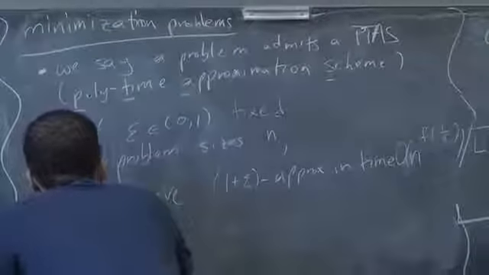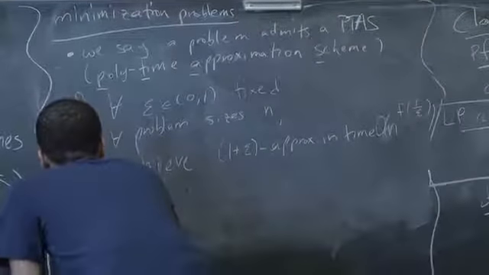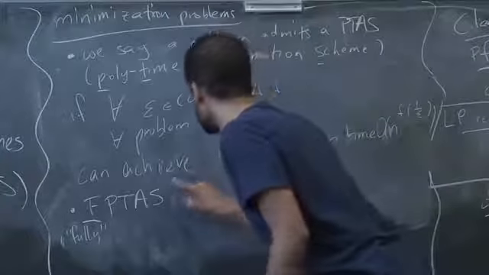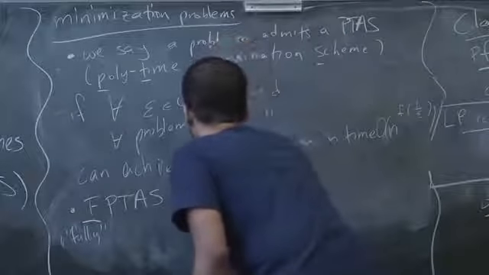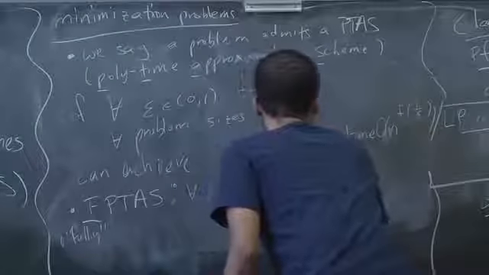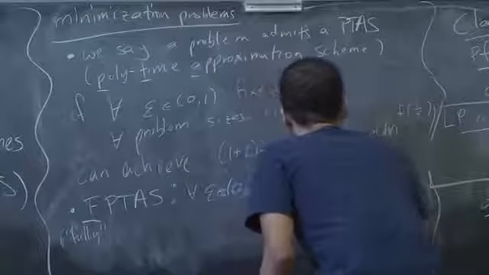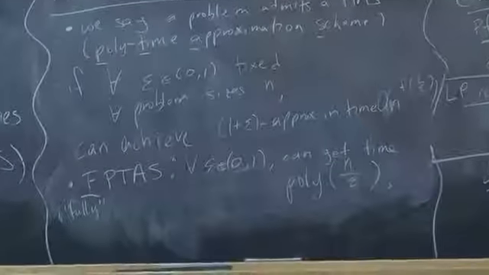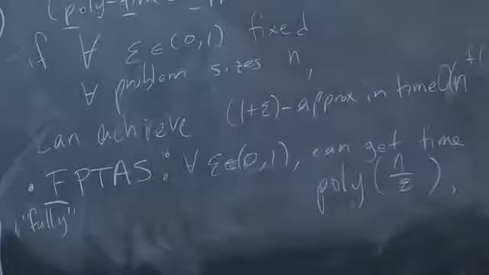Meanwhile, in FPTAS, F stands for fully. So a fully polynomial time approximation scheme is one where for all epsilon, we can get time polynomial in n over epsilon. So you're not allowed to have crazy dependencies on epsilon. In particular, you shouldn't have epsilons in the exponent of n.